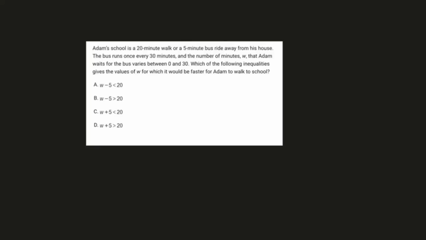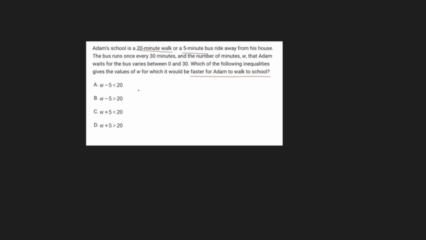Adam's school is a 20-minute walk or a 5-minute bus ride away from his house. The bus runs once every 30 minutes, and the number of minutes W that Adam waits for the bus varies between 0 and 30. Which of the following inequalities give the values of W for which it would be faster for Adam to walk to school? Right, so the first thing you notice here is that for all of our inequalities, everything on the right side is a constant 20, right? So that represents that 20-minute walk that Adam has the option to take. Everything on the left side, therefore, represents that bus ride.